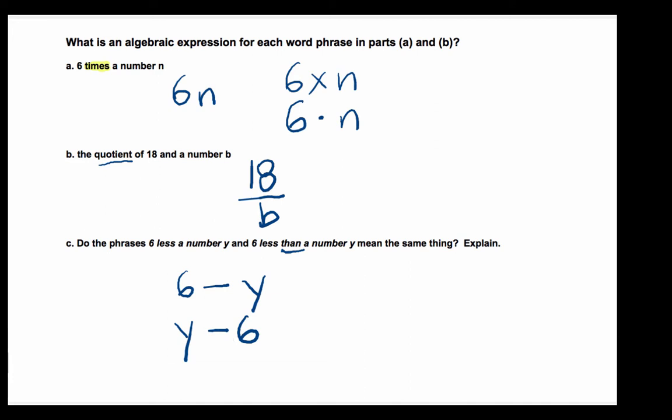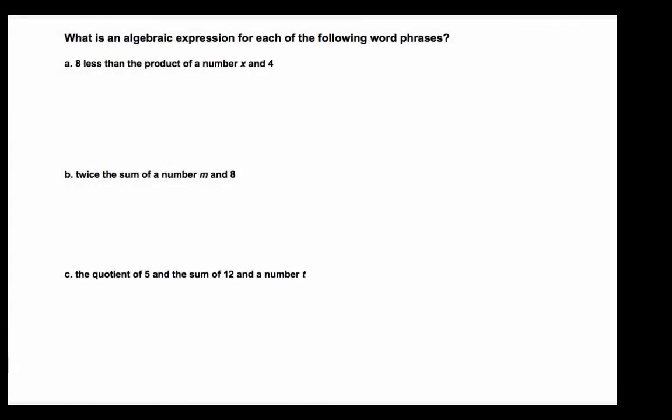Just to give you an example of what I'm talking about here, let's go ahead and find the value of these two expressions when y is 3. Well, in our first expression, we would have 6 minus 3, and that would equal 3. In our second expression, we would have 3 minus 6, and that equals negative 3. So you can see the order that we subtract matters. If we switch the order of subtraction, we will go from a positive value to a negative value. That's what happens.